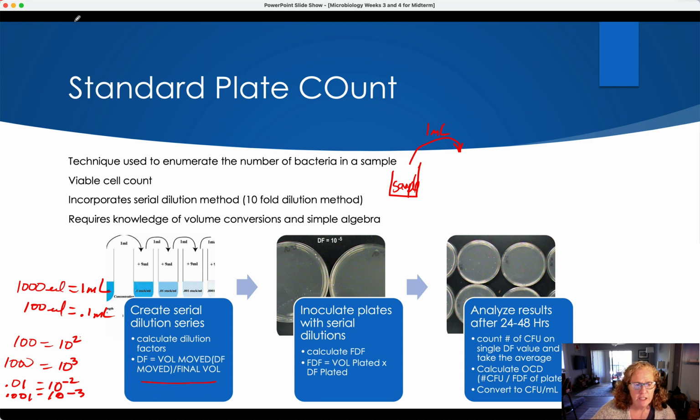To make it a little easier to understand, a dilution factor is calculated by taking the volume that is being moved, how much I am moving from one place to another. I'm going to multiply that by the dilution factor of what it is that I'm moving. I'm then going to divide that product by the total final volume that I make by actually moving it.